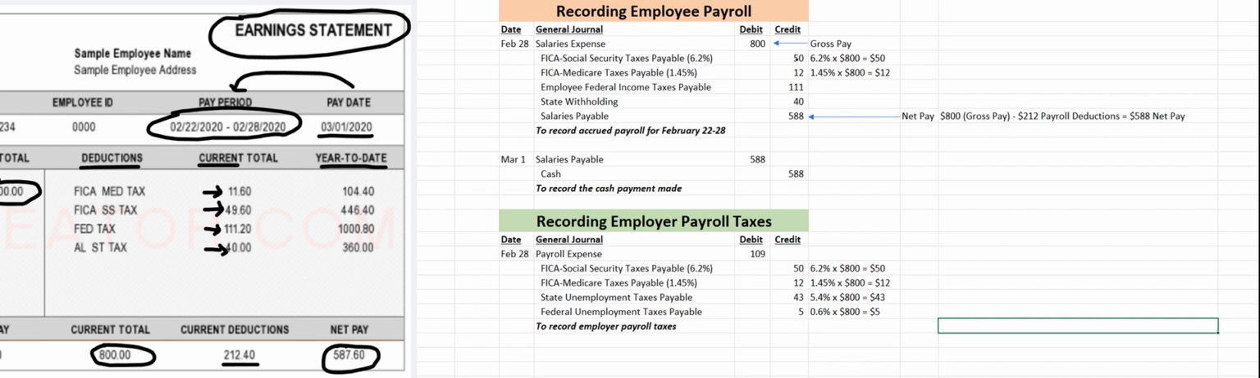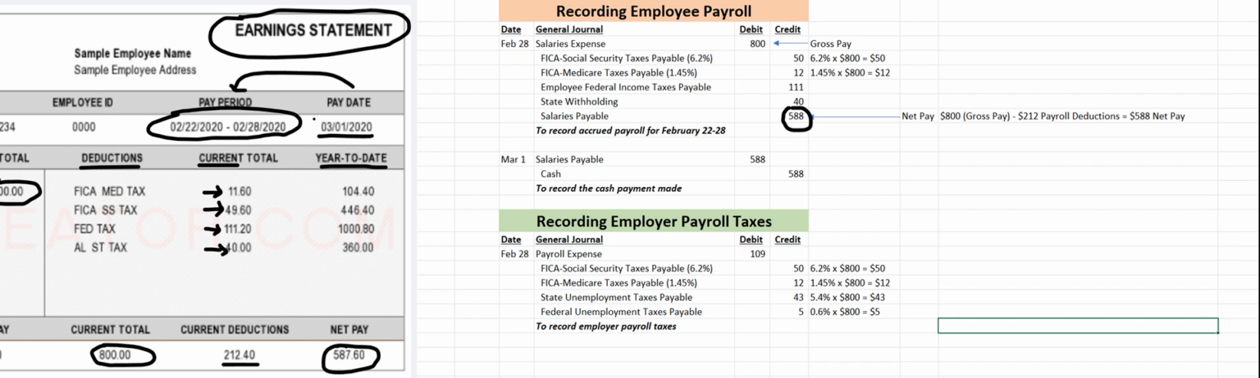So when you take all four items into consideration as deductions, you're going to get $212. Subtract that from $800, and you'll get the net pay of $588. That's your take-home amount. That's what you are actually going to get paid in cash, and the company has to record this as salaries payable. They have to record this as a payable because they do owe you this amount of $588. So this is what was accrued on February 28th, and it's for payroll from the 22nd through the 28th.